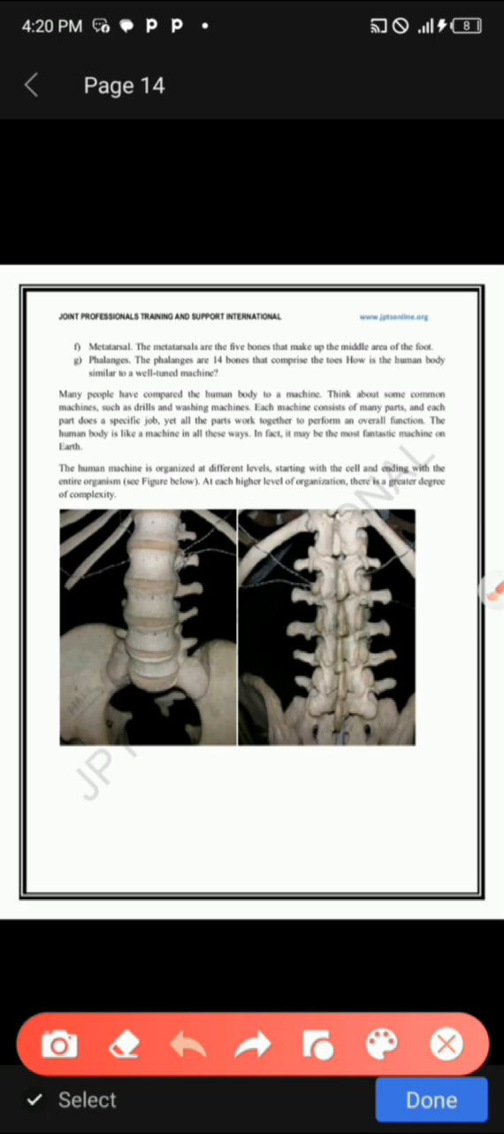Alright, many people have compared the human body to a machine. Think about some common machines, for example, look at a drilling machine and a washing machine. Yes, each machine consists of many parts, as I said before, and each part does a specific job. The same thing is applicable to the human body, with specific functions.